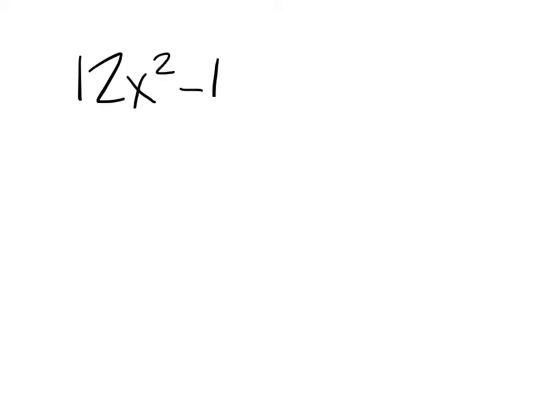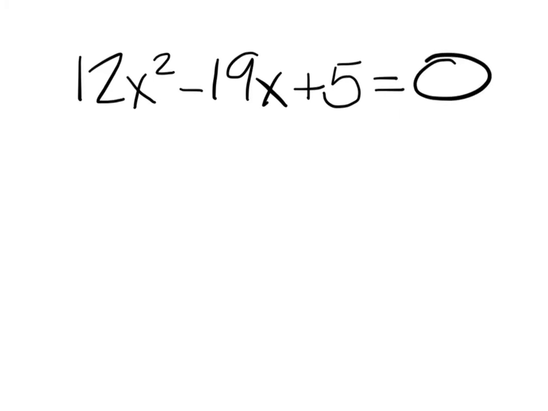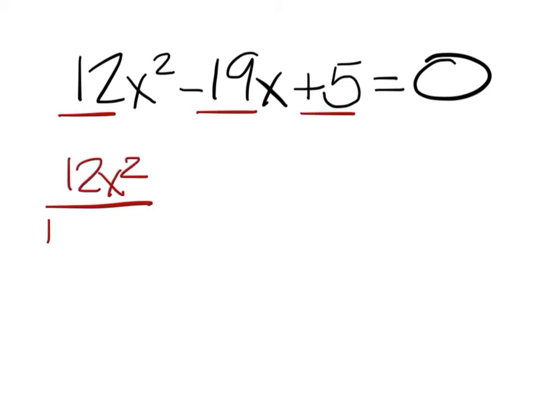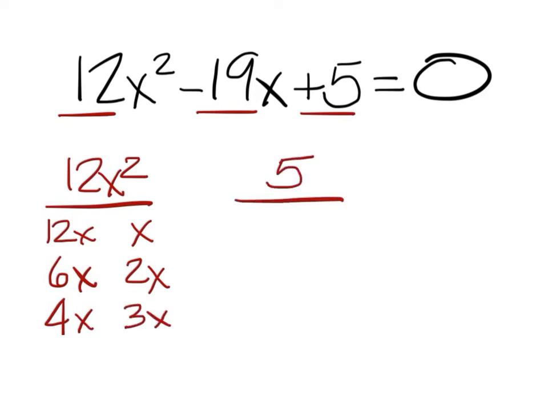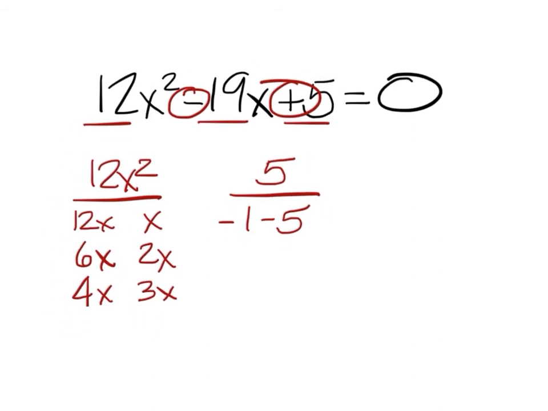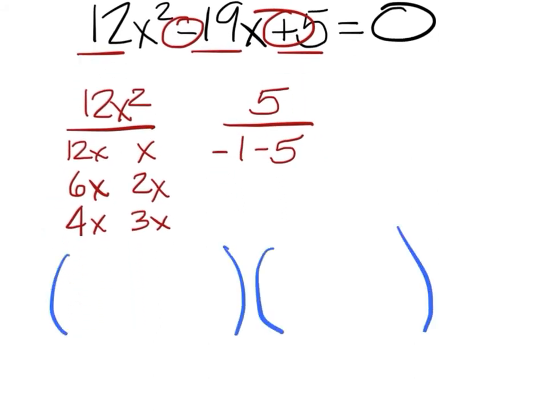12x squared minus 19x plus 5 equals 0. On this problem, there is nothing that comes out of 12, 19, and 5. So you have to break up the 12x squared as 12x and x, 6x and 2x, or 4x and 3x. And for the 5, you can only have 1 and 5, but since we have minus plus, its signs must be what? Negative, negative. So when we go to pop these in here, we're going to have two quantities set equal to 0.